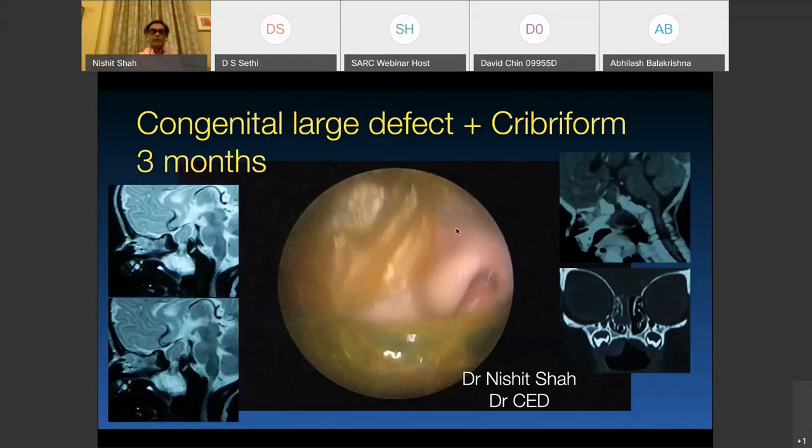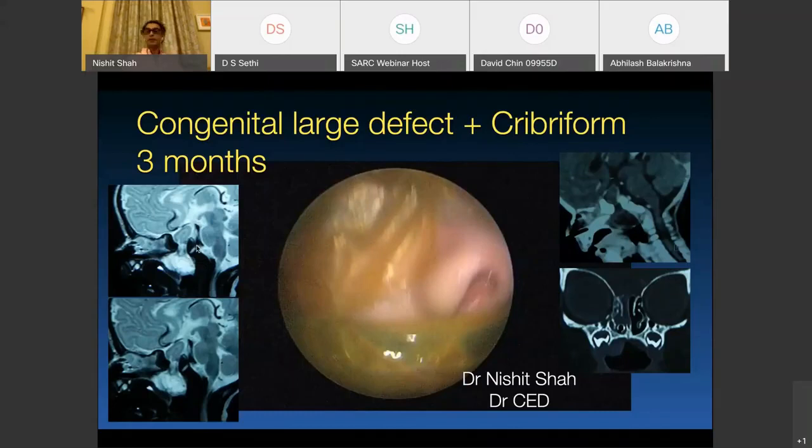So this is our second case, a very interesting case. A new baby with a congenital big defect in the planum. You can see there's almost no pneumatization of the sphenoid. That's the clivus. A big bony defect over here with a large meningoencephalocele that was completely occluding the nasopharynx. This child presented with difficulty in feeding and stridor.